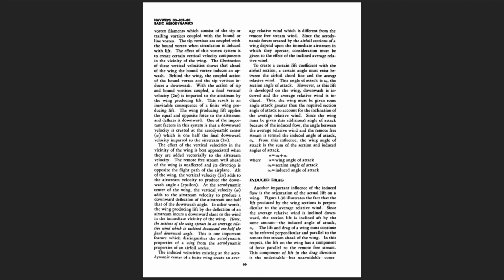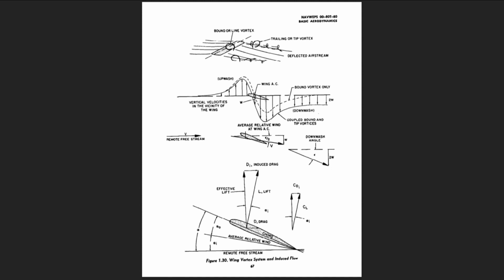Induced drag. Another important influence of the induced flow is the orientation of the actual lift on a wing. Figure 1.30 illustrates the fact that the lift produced by the wing sections is perpendicular to the average relative wind. Since the average relative wind is inclined downward, the section lift is inclined aft, by the same amount the induced angle of attack, lowercase alpha sub I. The lift and drag of a wing must continue to be referred perpendicular and parallel to the remote free stream ahead of the wing.